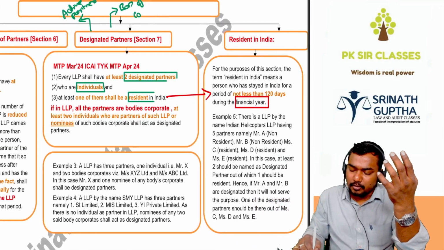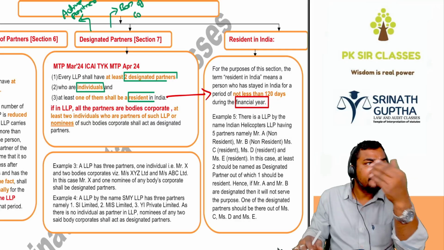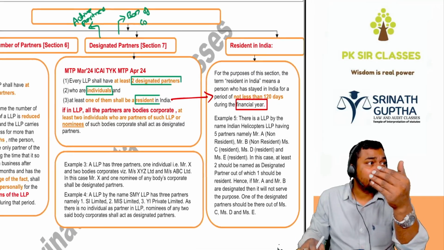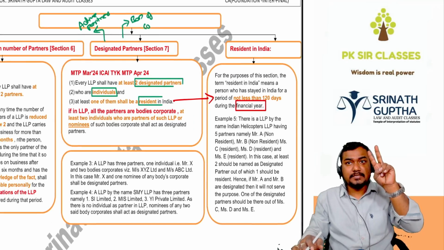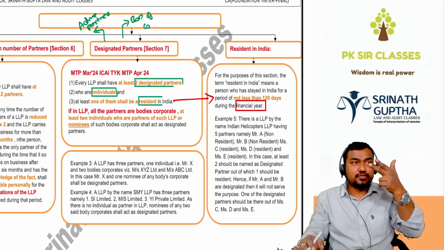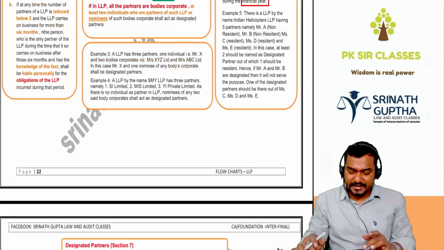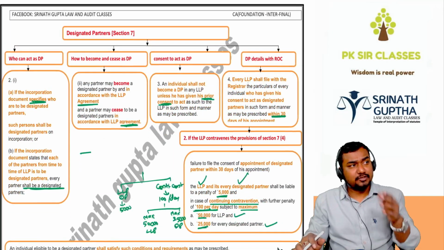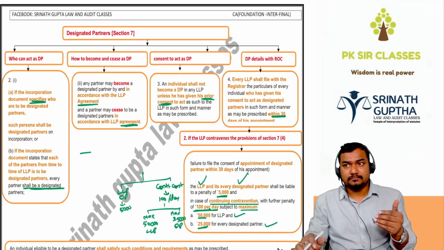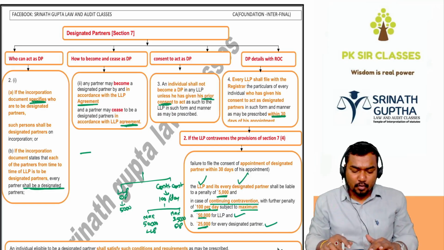Resident in India means staying more than 120 days in the previous financial year, but not the calendar year. They must be a minimum of 2 DPs. They must be natural persons. Out of these two, one must be resident in India. If all are artificial, they should appoint 2 nominees. Done.